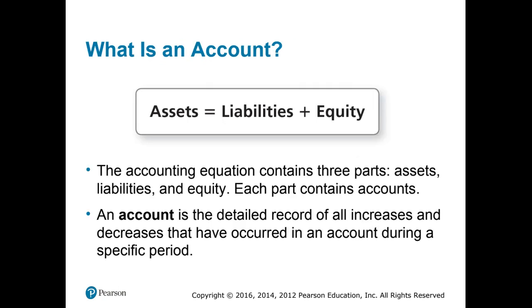So we just mentioned what our accounting equation is, and that is assets equal liabilities plus equity. These are the three different parts of the accounting equation, and each part contains various accounts. So, for example, there are several different asset accounts. There are several different liability accounts. There are several different equity accounts. An account is the detailed record of all the increases and decreases that have occurred in an account during a specific period.